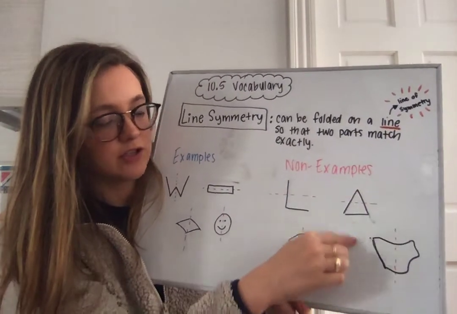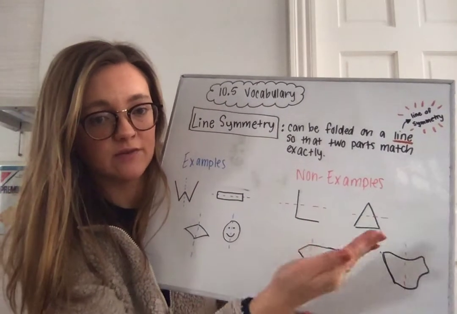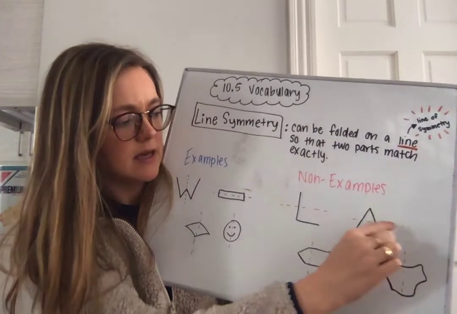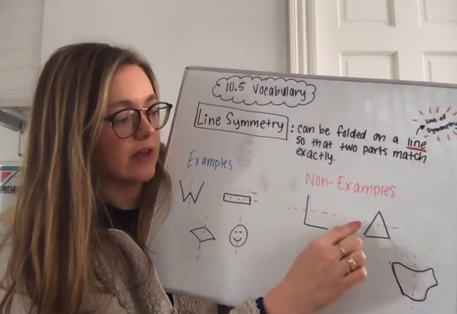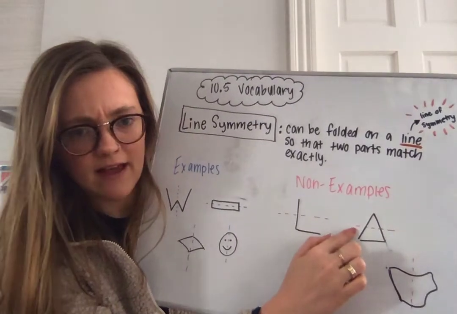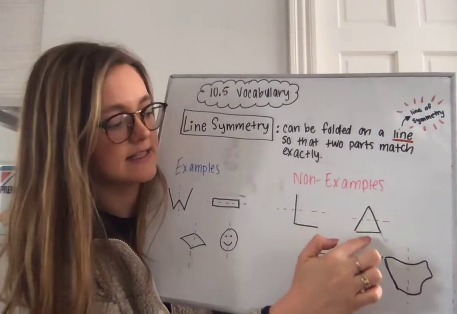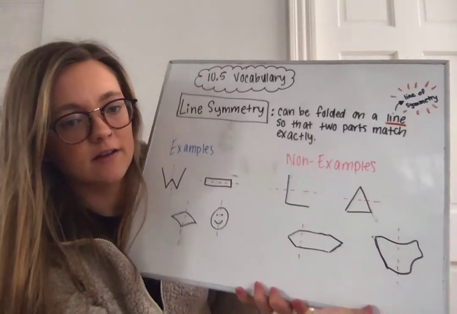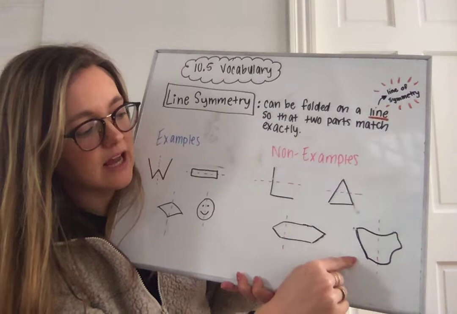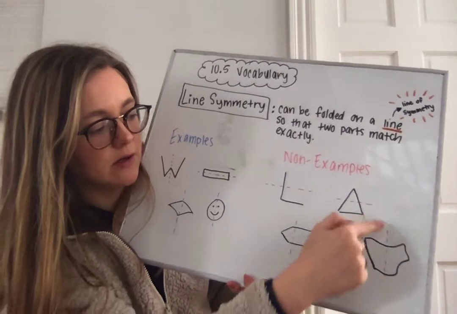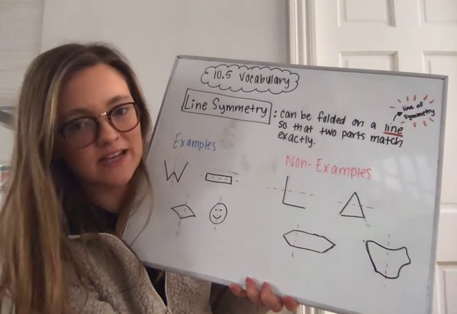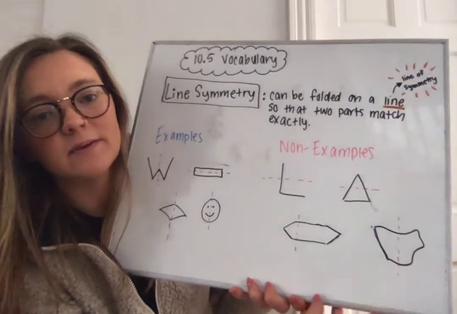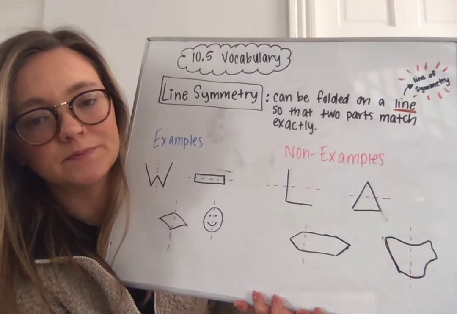The line of symmetry should be coming straight down the middle, and I could fold it over and it would be the same. But if I put a line there, it is not an example of a shape with line symmetry, because if I fold over that line, that side and this side look totally different. And then we have kind of an abstract shape here where I've drawn a line of symmetry. If I fold it over, the two sides are totally different, and that's why those are not examples.